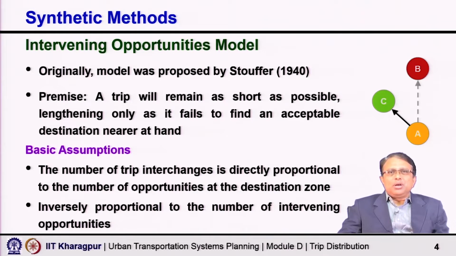What is the intervening opportunity model? This was originally proposed by Stouffer, and the basic premise is that a trip will remain as short as possible, lengthening only as it fails to find an acceptable destination nearer at hand. I think two examples I could remember immediately.